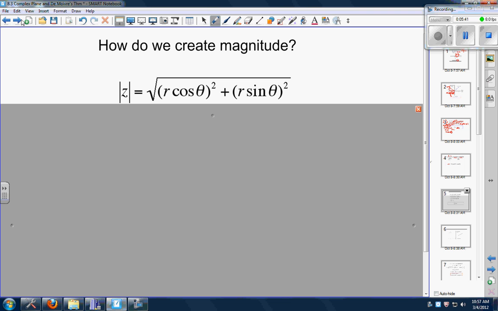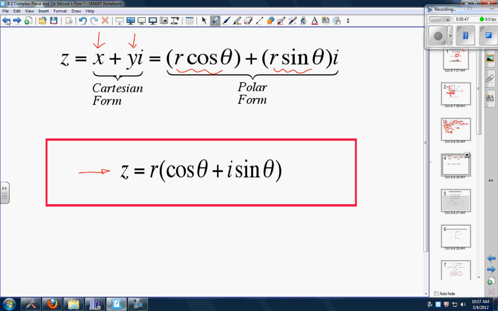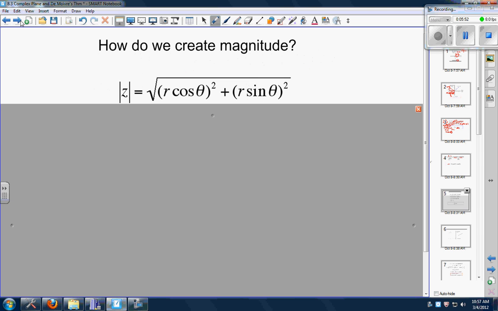Now, if you want to take this and find the magnitude of it, so we plotted something in polar, we want to find the magnitude. If you'll remember, magnitude is nothing more than the square root of x squared plus y squared. But if we're in polar now, this is our x, this is our y, with r's and cosines and sines. So really, we just have to take r cosine and square it, take r sine and square it. Notice there's no i in there anymore, because we didn't use the i's when we found absolute value.